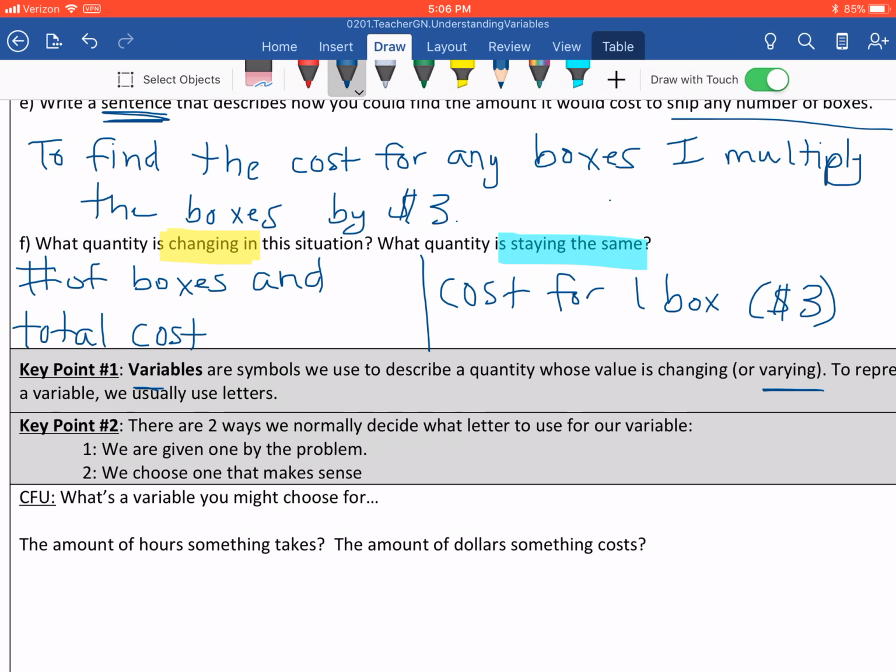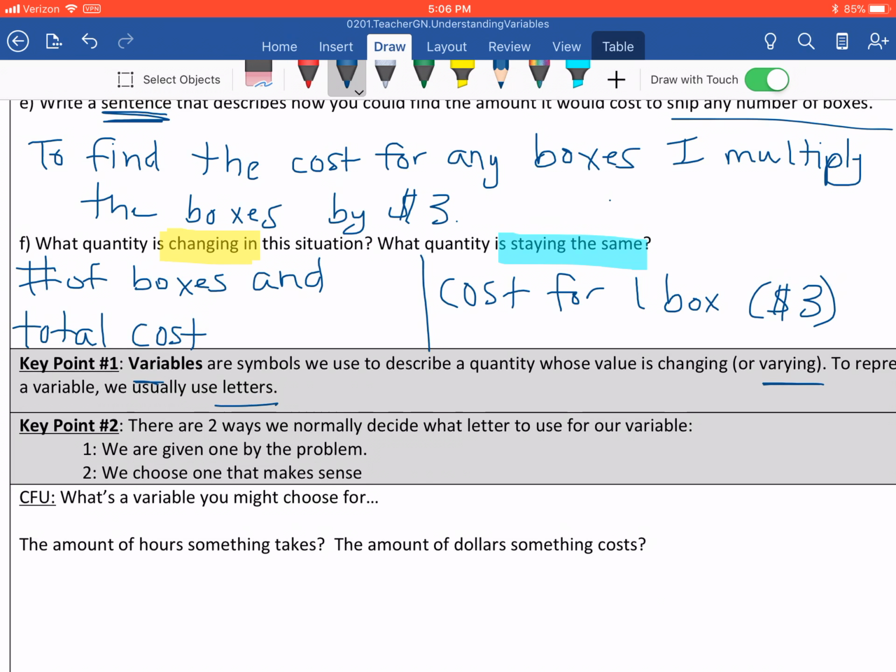To represent a variable, we usually use letters. We use letters because if we use numbers, it wouldn't make sense, because the values are never one particular number. Like in this case, the number of boxes was 12, but it was also 6, but it was also 17. So it's never the same, so we use a letter.